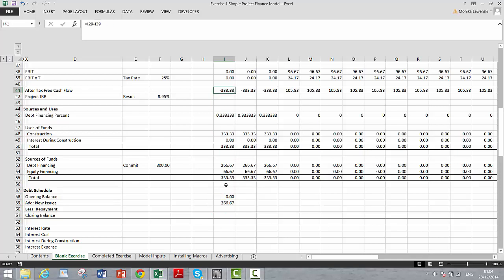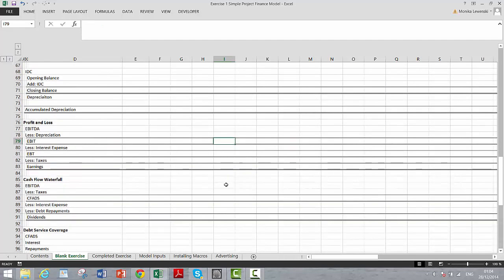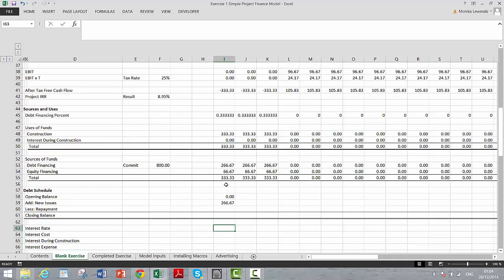The whole business is taking this cash flow here and allocating this between debt and equity. That's what all the rest of the project finance model really does.